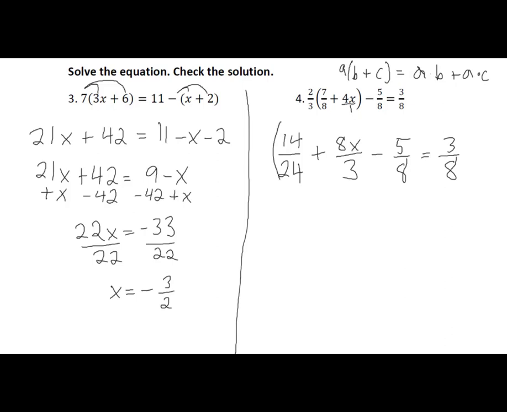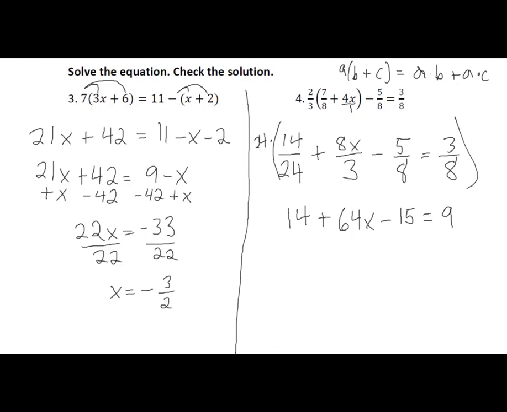And I'll go ahead and show you the multiplying by 24. So if we multiply by 24 here, 24 cancels this, giving you 14, plus 24 divided by 3 gives you 8. So this is 8x now, minus 24 divides by 8 here, giving you a 3. So 3 times 5 would now give you a 15. Bring down your equals. 24 divides by 8 here, giving you a 3. 3 times 3 is 9.